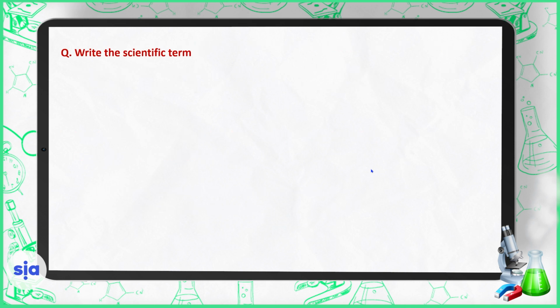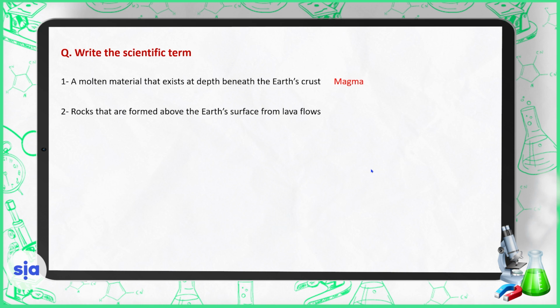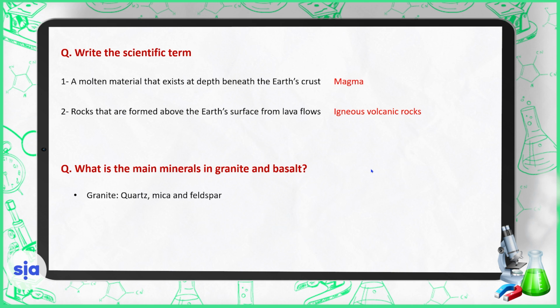Write the scientific term. A molten material that exists at depth beneath the earth crust. Magma. Rocks that are formed above the earth's surface from lava flows. Igneous volcanic rocks. What are the main minerals in granite and basalt? In granite, it's quartz, mica, and feldspar. In basalt, it's olivine, pyroxene, and feldspar.